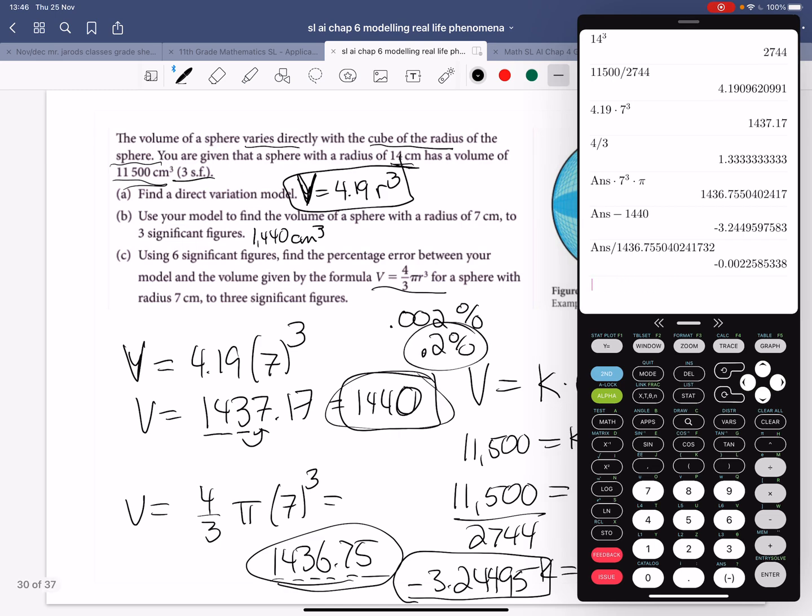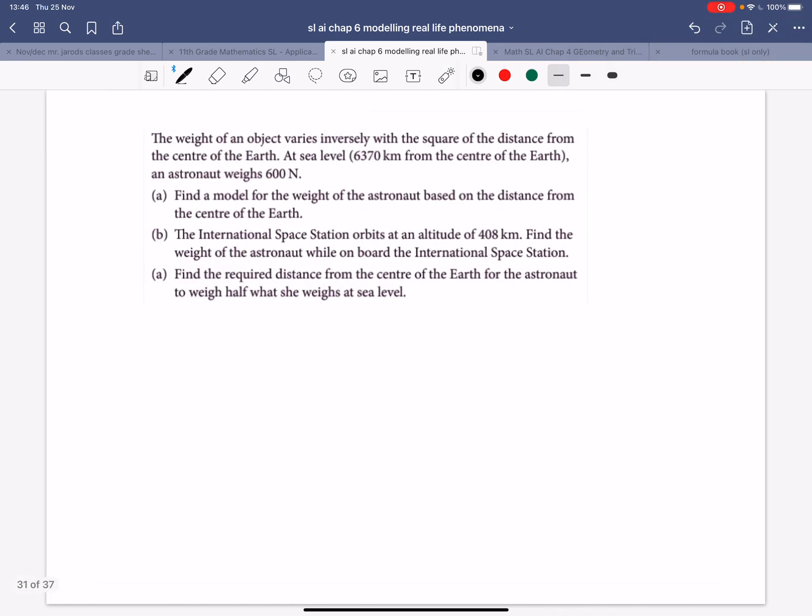All right, yay! The weight of an object varies inversely, here's our first inversely one, with the square of the distance from the center of the earth. So our 2 unknowns are the weight. So the weight equals K divided by the square of the distance. So this is going to be distance squared. At sea level, 6,370 kilometers from the center of the Earth, an astronaut weighs 600 newtons.